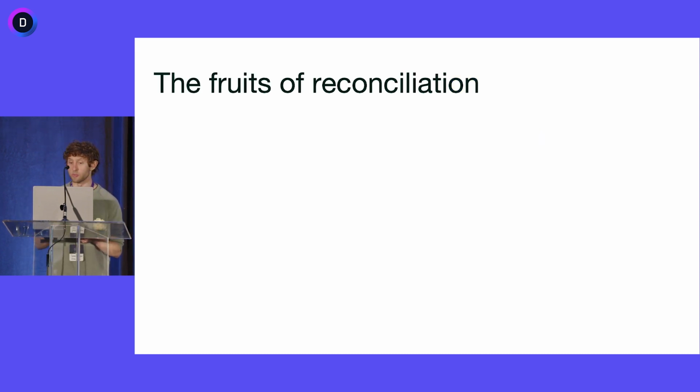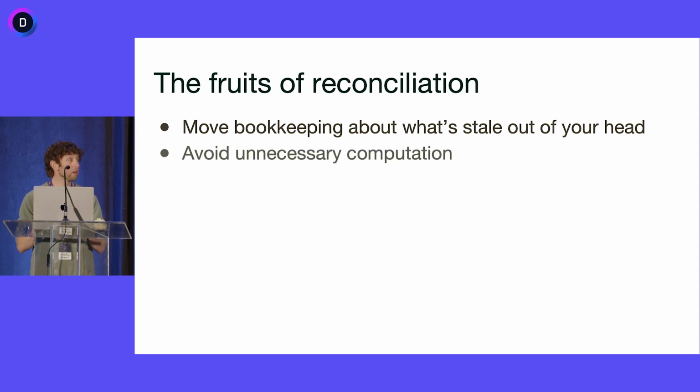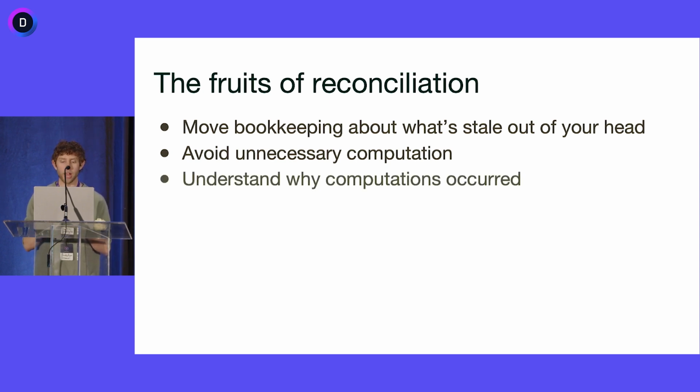The reconciliation approach can be more involved because it requires thinking about all the different ways that an asset's materializations can stray from its definition. But it has a few big draws. So instead of trying to keep track in your head of when assets have drifted from their materializations, you delegate that bookkeeping to the orchestrator. You can avoid unnecessary computation. So why recompute an asset if nothing about its inputs have changed? And you get a rationale for why computation happened. For example, we rematerialized the asset X because the columns it had no longer matched the columns that we expected it to have.